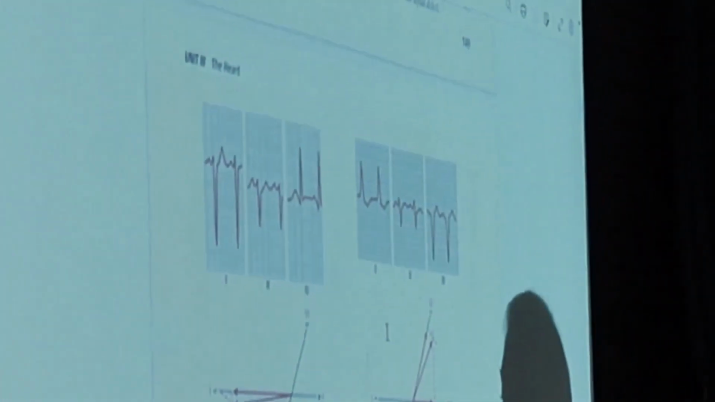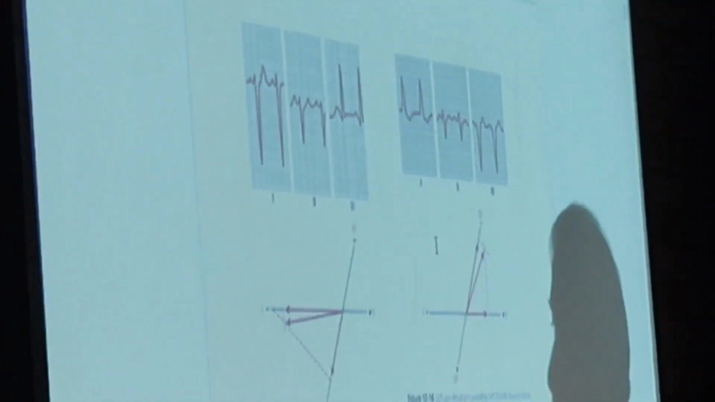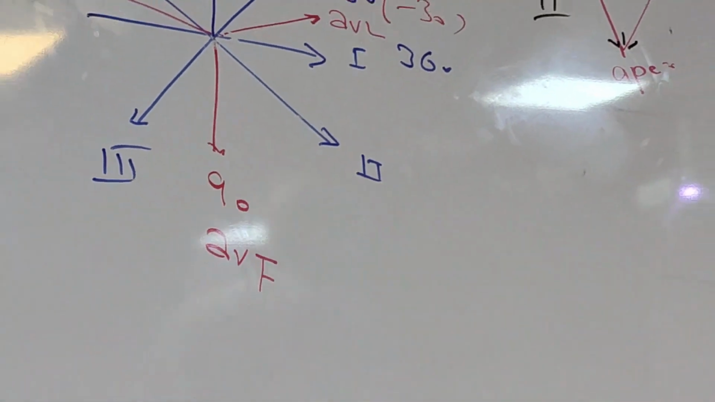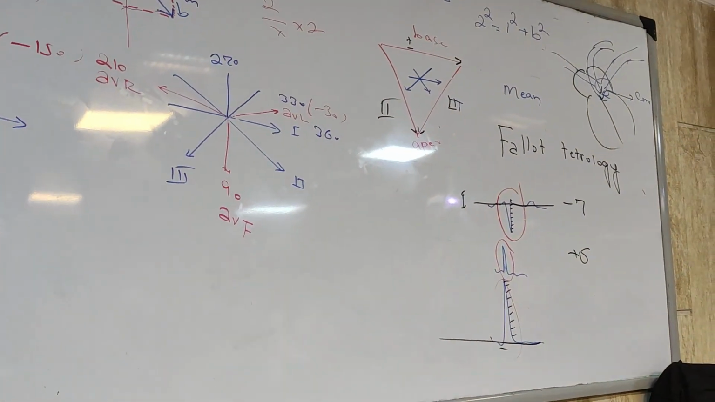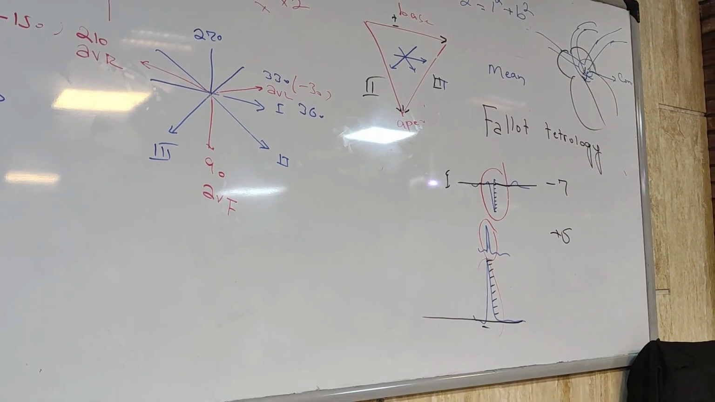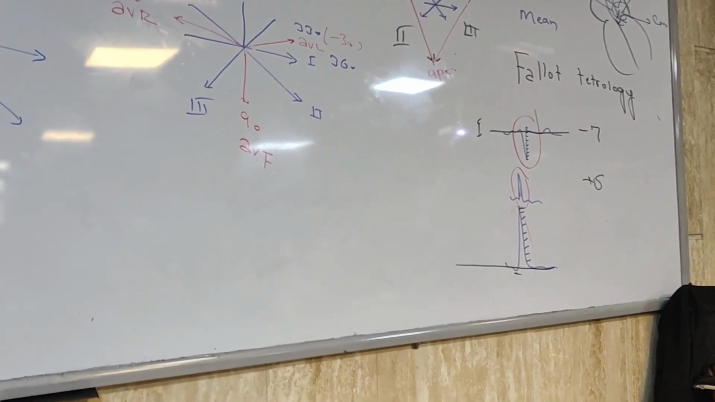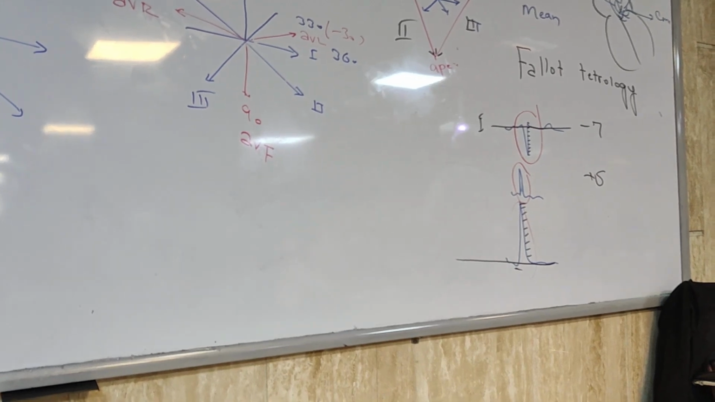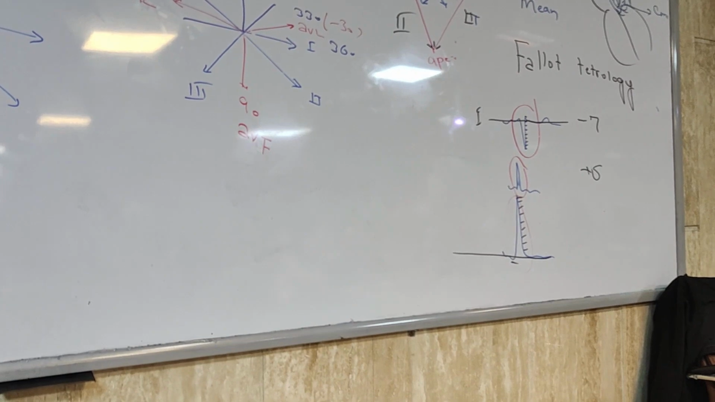In voltage, you have 0.1 millivolt for each small square. For time, each small square equals 0.04. So the QRS duration in normal electrocardiography is around one small square, which equals 0.04, up to two small squares, which means 0.08. More than that means you have a long duration QRS complex.